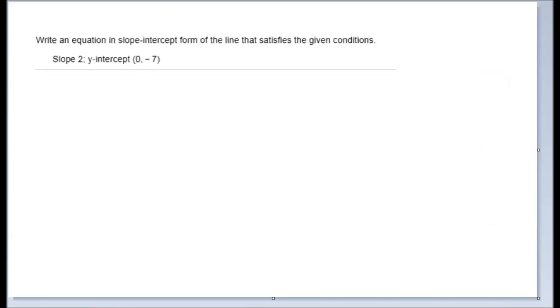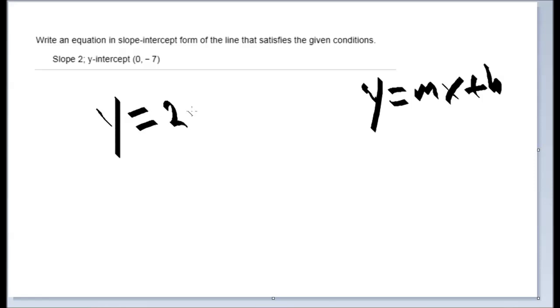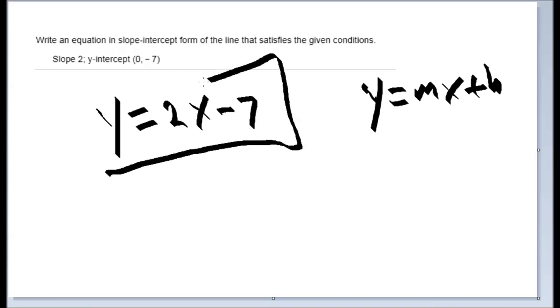Here we're looking at making an equation of a line. Write it in slope-intercept form, that is y equals mx plus b. Notice they give us a slope of 2, so we have y is equal to 2x. And the y-intercept is negative 7, that's what b is, so minus 7. This problem turned out to be not so bad at all because they gave us all the information we needed. We have the slope, m, and the y-intercept of negative 7, and we're done.